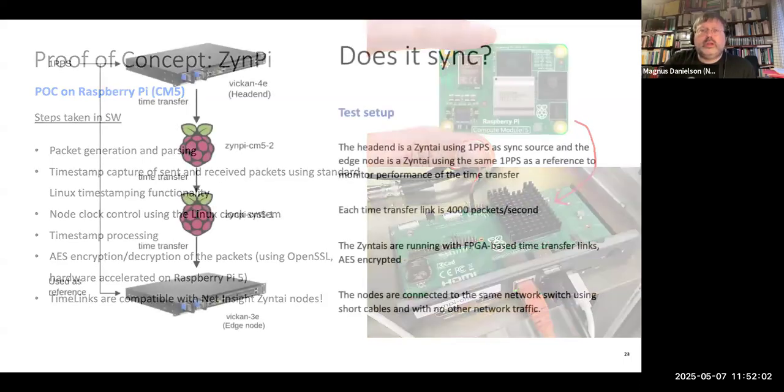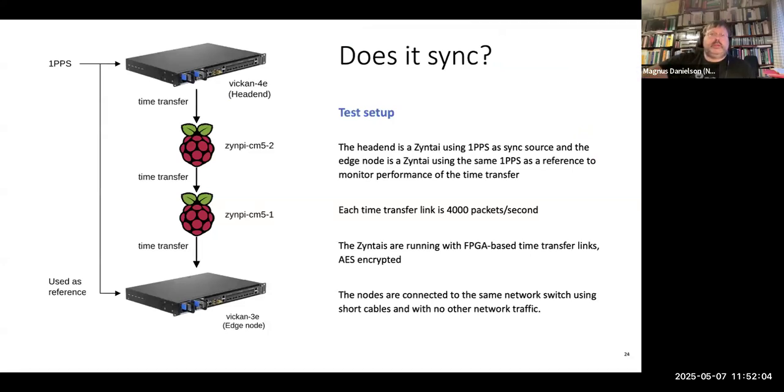And so this was the setup we did. The setup used existing nodes, and then we tossed in our test setup, Raspberry Pis, and we chose 4,000 packets per second. The synths are FPGA based, etc. Here we're using standard hardware and just a little bit of code adapted to the situation. So it's on the same network switch, short cables, no other network traffic.